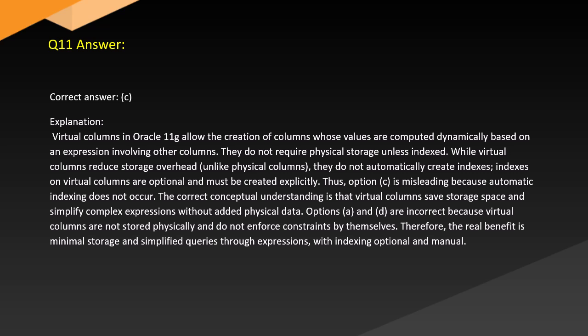Thus, option C is misleading because automatic indexing does not occur. The correct conceptual understanding is that virtual columns save storage space and simplify complex expressions without added physical data. Options A and D are incorrect because virtual columns are not stored physically and do not enforce constraints by themselves. Therefore, the real benefit is minimal storage and simplified queries through expressions, with indexing optional and manual.